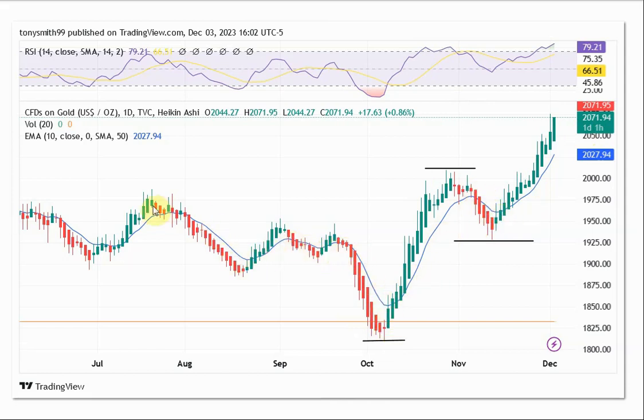Again, just follow this 10-day moving average. It has worked very well. When the trend changes, goes down, when it turns back up, what happens to the price? Up. Just follow that.